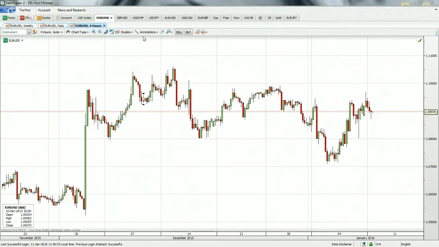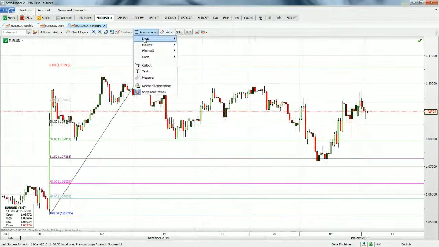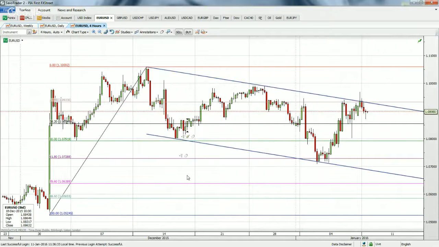So again, impulse move, three-wave corrective manner. Look at these inside waves. 1, 2, 3, 1, 2, 3, 1, 2, 3. Okay, so it's corrective. So the move lower is corrective. We put the fib on. Where's the fib? 61.8%. Okay. We put a channel on. Again, you know, channel formations, you want to be buying near the low of the channel. You don't really want to be buying the breakout.